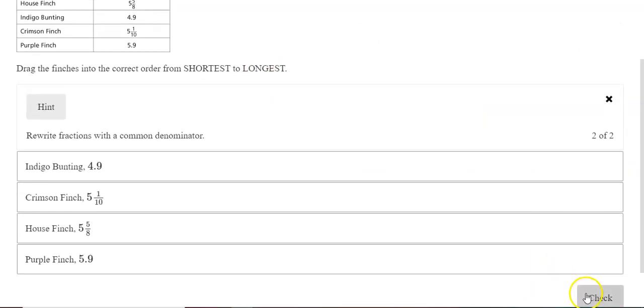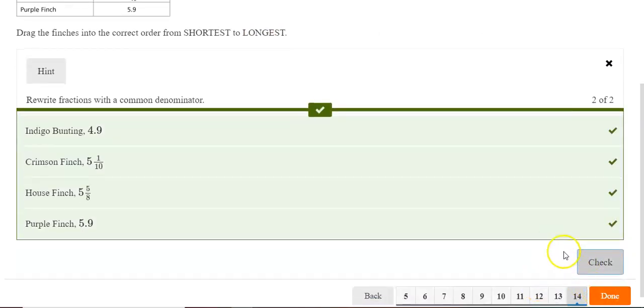Let's check it to make sure we're good to go. And we are good. That was the last question. Make sure you are studying your problems.